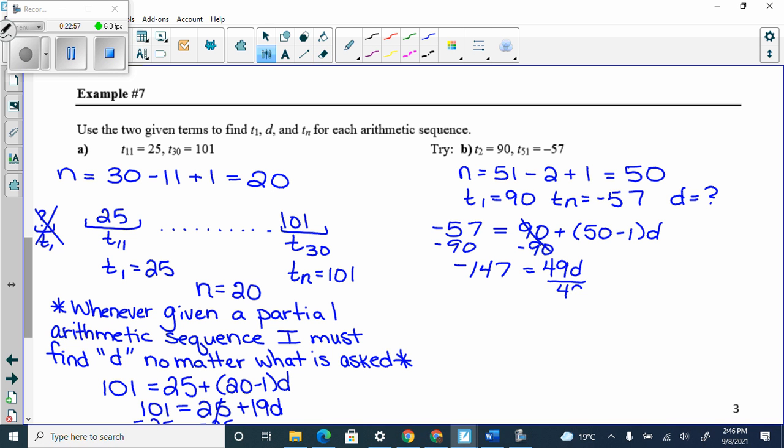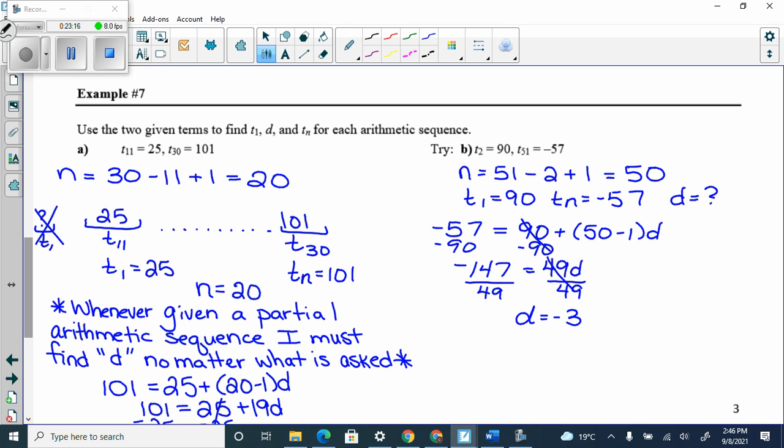Divide by 49. And D equals negative 3. Does that make sense? Is the number going down? So I'm starting at 90 and I'm going to negative 57. Is it going down? So it seems realistic.